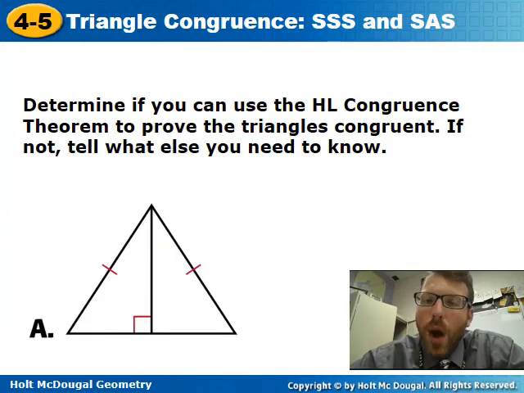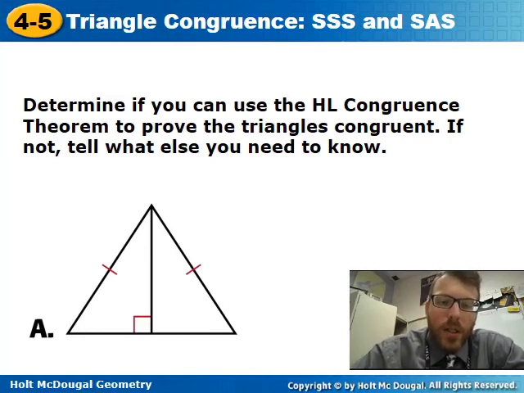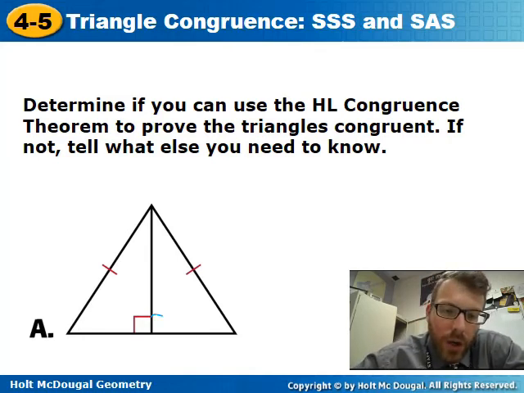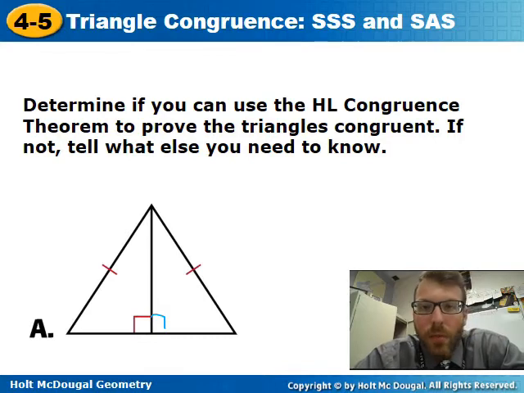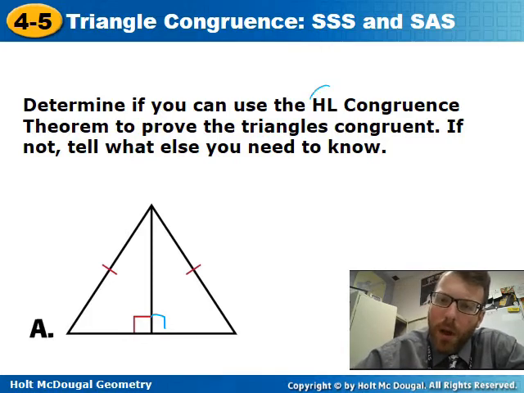Okay, we're going to do two problems with the hypotenuse leg congruence theorem. We're going to see if we can prove that these two triangles are congruent. Looking at A, we want to check and see if we have these two triangles here. We should know that this is a right angle because of the linear pair theorem. When we look at these two, are they going to be congruent through hypotenuse leg?